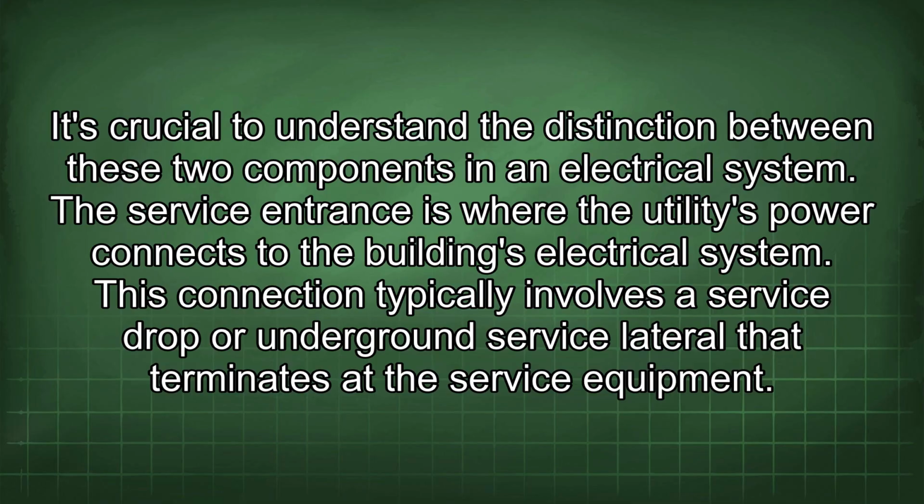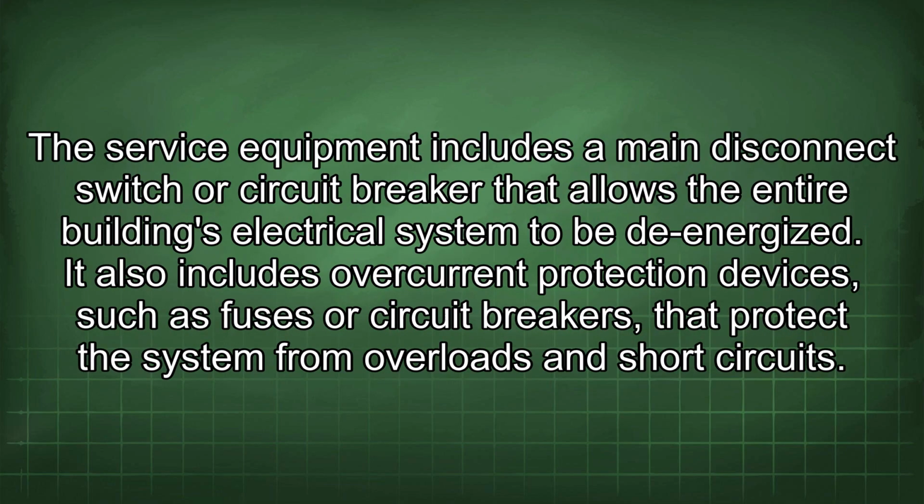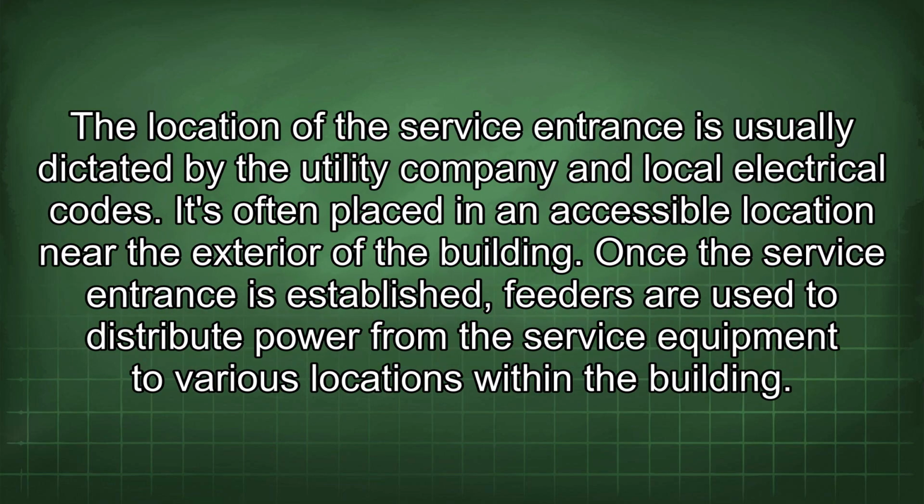The service entrance is where the utility's power connects to the building's electrical system. This connection typically involves a service drop or underground service lateral that terminates at the service equipment. The service equipment includes a main disconnect switch or circuit breaker that allows the entire building's electrical system to be de-energized. It also includes overcurrent protection devices, such as fuses or circuit breakers, that protect the system from overloads and short circuits. The location of the service entrance is usually dictated by the utility company and local electrical codes. It's often placed in an accessible location near the exterior of the building.